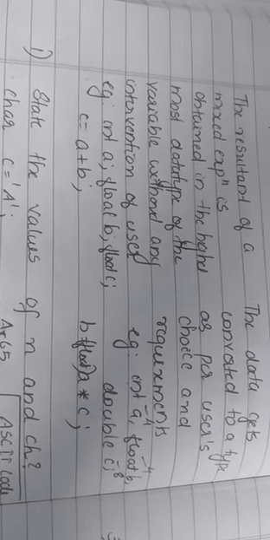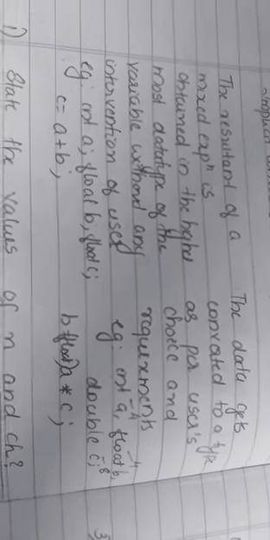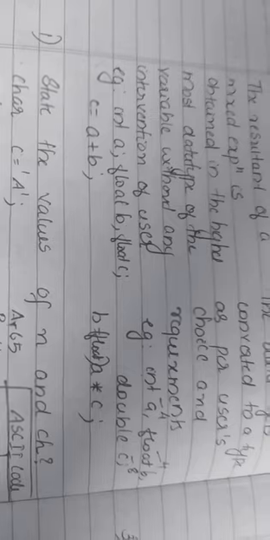So c equal a plus b. The result will be a float type. So this is done automatically without the intervention of the programmer. This type of conversion is known as implicit conversion. So let's see what is explicit conversion. The data gets converted to a type as per the user's choice and requirement. This is known as explicit conversion.